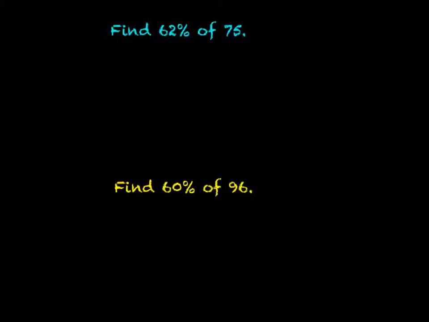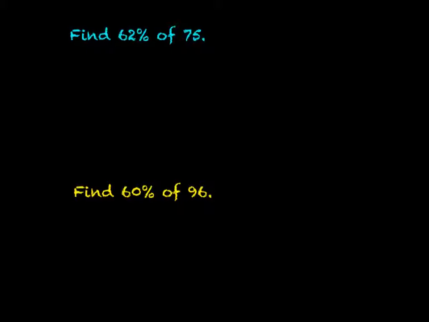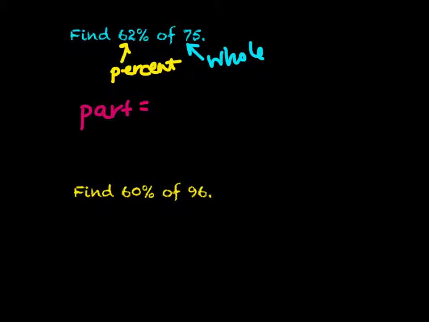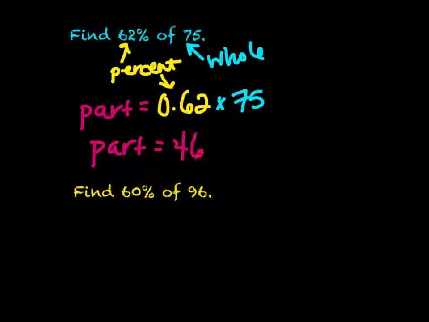So we need to find 62% of 75. Let's start out with this. 62% is our percent. We have our whole, so we need to find our part. The part is equal to the percent written as a decimal, 0.62, times the whole, 75. If we did the math, 0.62 times 75, the part will be equal to 46.5.